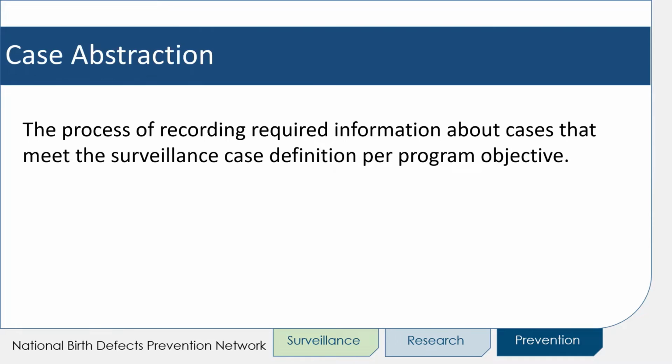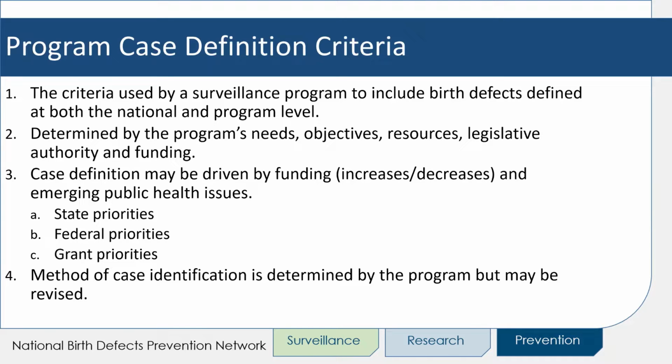Case abstraction. What is case abstraction? In the broadest sense, it is the process of recording required information about cases that meet the surveillance case definition per program objective. Program case definition criteria. This is the criteria used by a surveillance program to include birth defects. This definition can be defined at the national level as well as at the program level.